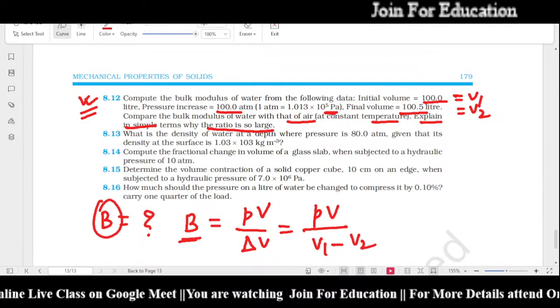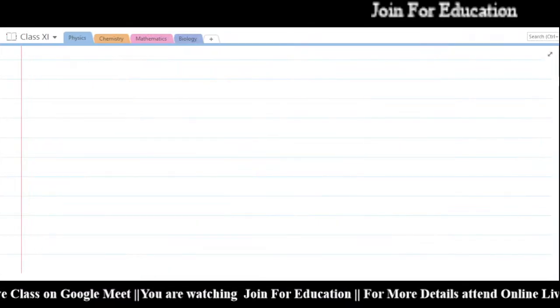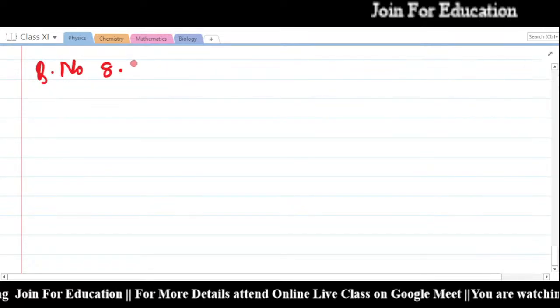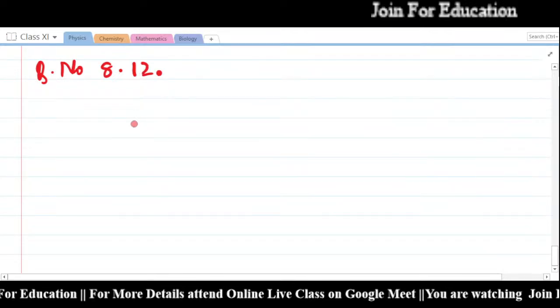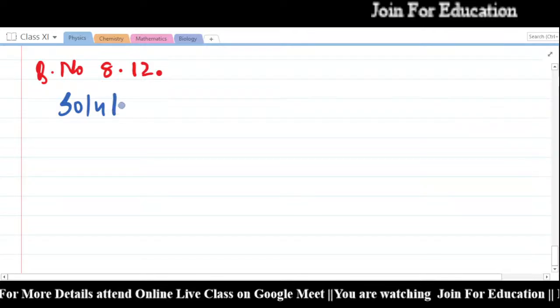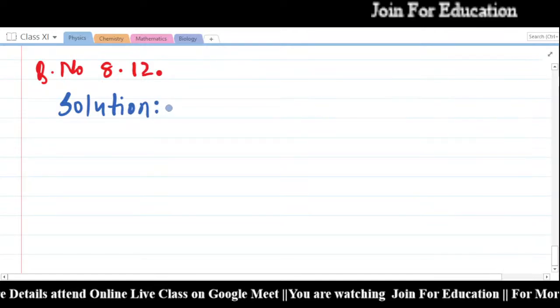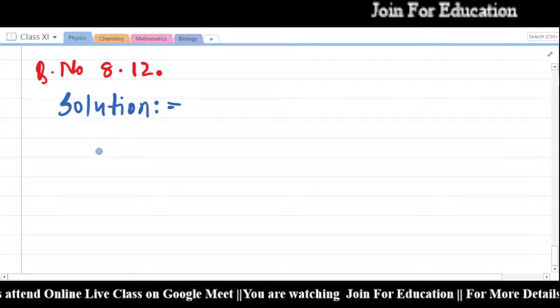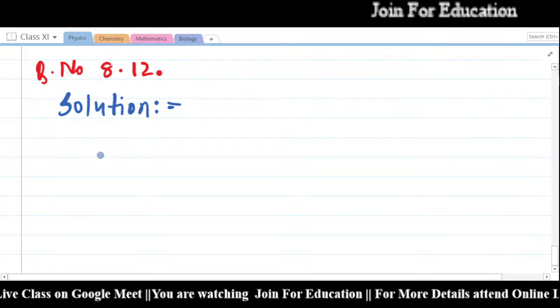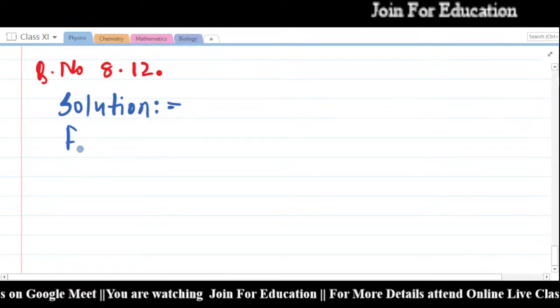Let's see the worked example. Let's see question number 8.12 and its solution. From the question it is clear that first of all we prepare the data.